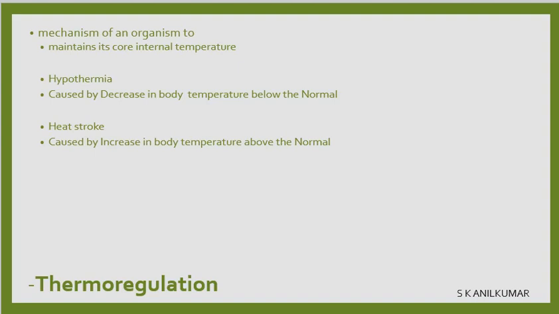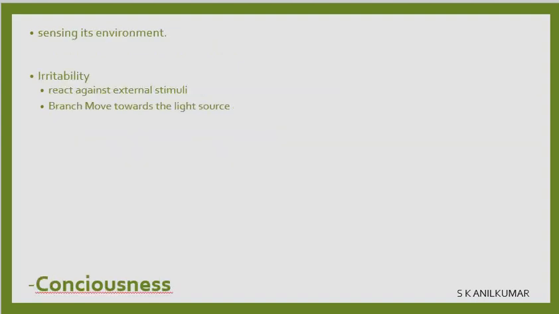Hypothermia is a decrease in the body temperature below normal. Heat stroke is caused when the temperature of the body increases above normal. And what happens when it is above normal? Sometimes if you are standing too long in the sun, the body gets too heated and then you faint and fall down. That means the systems in the body are shutting down because they cannot absorb so much heat. Hypothermia is a decrease in the body temperature. The body becomes very cold. That is hypothermia.